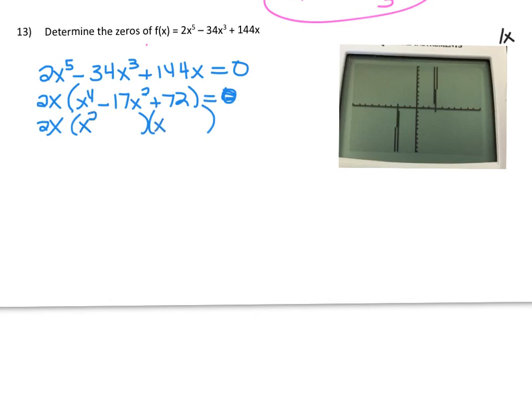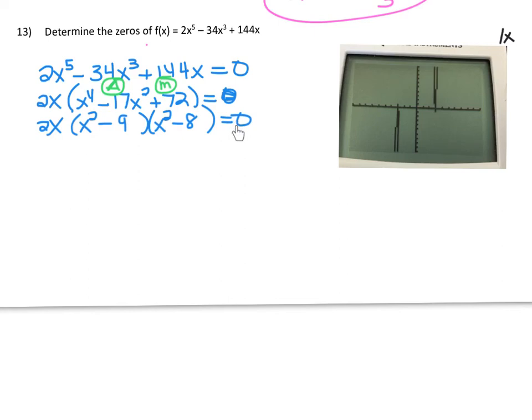All right, and then I just have to come up with 2 numbers that add to negative 17 and that multiply to 72. So negative 9, negative 8, right? So negative 9, negative 8. And then I'll bring down the equal 0. Okay, make sure you bring down the equal 0. You have to keep it in equation the entire way through.